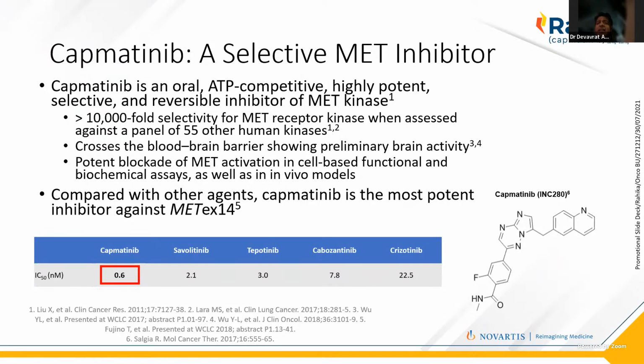It has a very high selectivity for the MET receptor kinase at more than 10,000-fold selectivity against 55 other human kinases. It has the ability to cross the blood-brain barrier, and therefore there's some evidence, albeit preliminary, to show brain activity. And then there's a potent blockade of MET activation at cell-based functional and biochemical assays. And when you look at the potency in terms of inhibition at 0.6 IC50, it's the most potent inhibitor compared to other MET inhibitors like tepotinib, crizotinib, etc. Next slide, please.